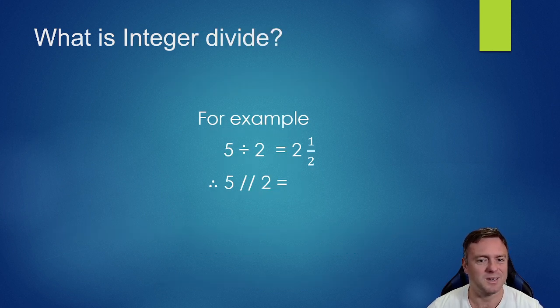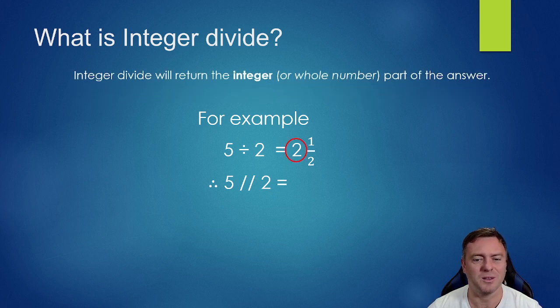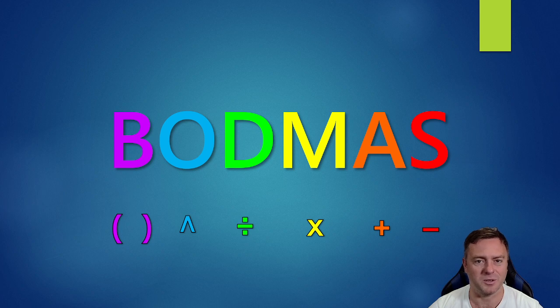With integer division, it's exactly the same, except it's the opposite. When we do integer division, we're looking at the whole part, which is what that 2 is. So by doing //, it just basically trims it all off.